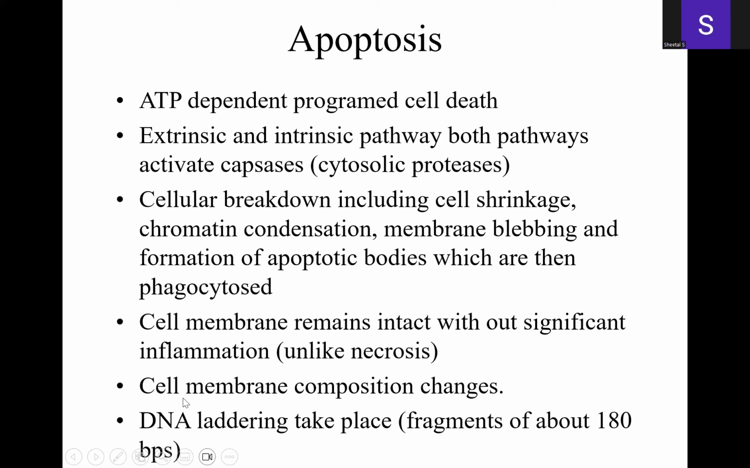And there are also certain changes in the cell membrane composition that have been identified. For example, one of the lipids, phosphatidylserine, is present in the inner leaflet of the cell membrane in normal cells, while in the apoptotic cells, it flips to the outer leaflet. So, this is a distinguishing, identifying characteristic of an apoptotic cell. Then a DNA laddering like feature is also observed. That is because of fragmentation of the DNA into smaller sequences, about 180 base pairs in length.